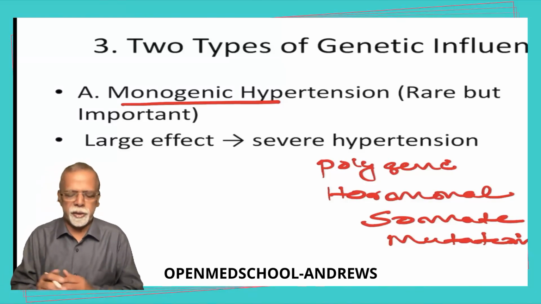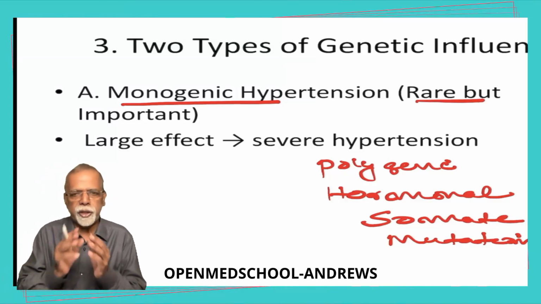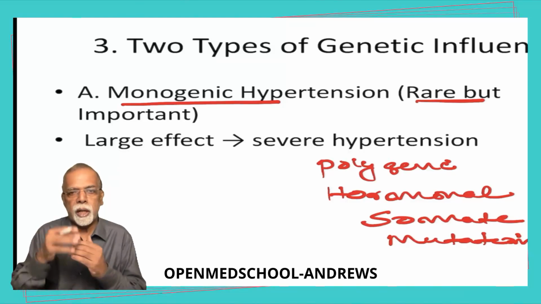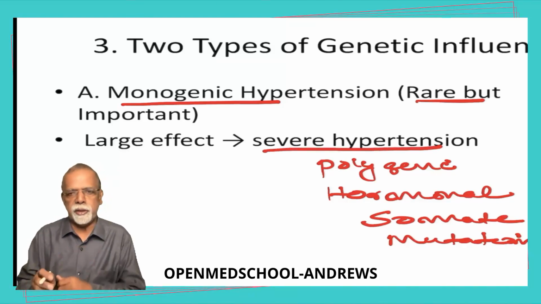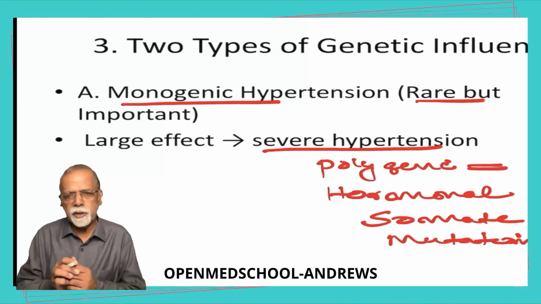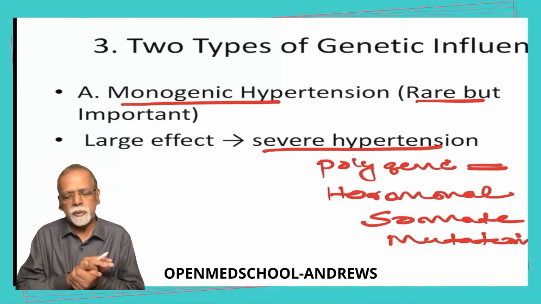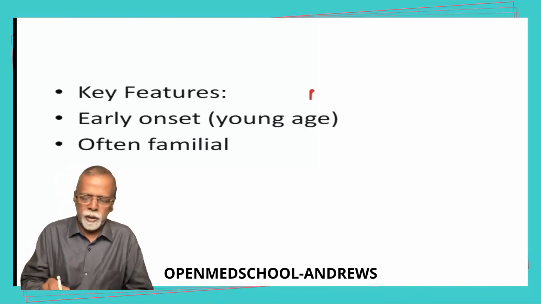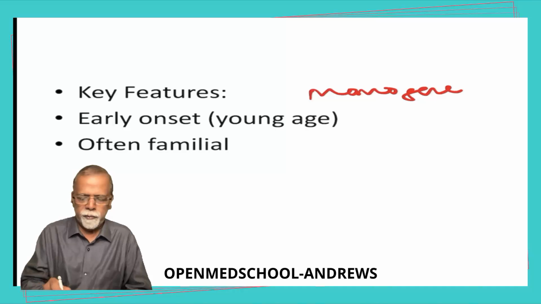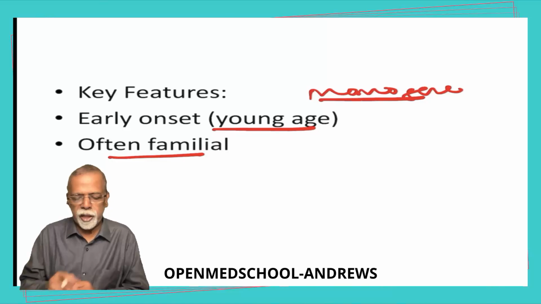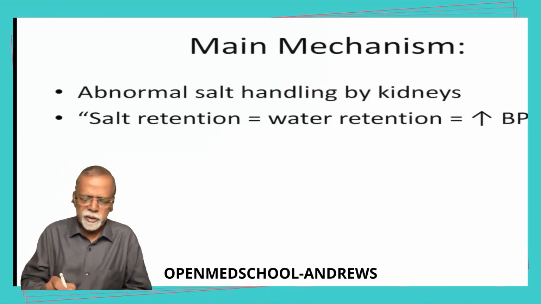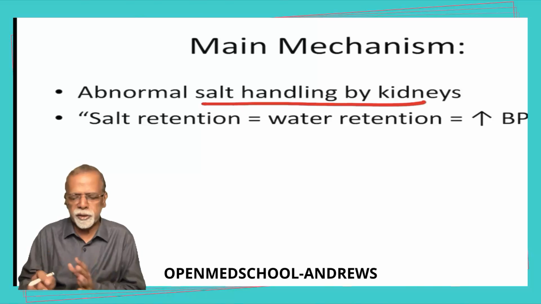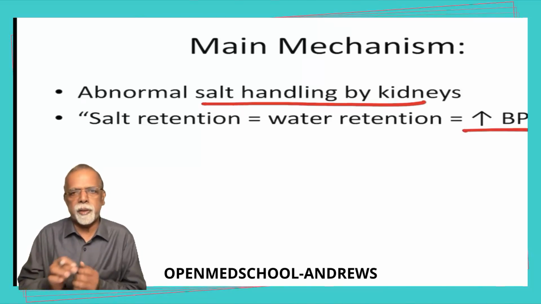What is monogenic hypertension? They are rare single gene mutations producing a large effect and leading on to severe hypertension. Polygenic means multiple genes, which have a smaller effect but all together may lead on to high blood pressure. Key features of monogenic: early onset, seen in young patients, often runs in family, and severe hypertension. The mechanism is abnormal salt handling, salt retention, fluid retention, and increased blood pressure.